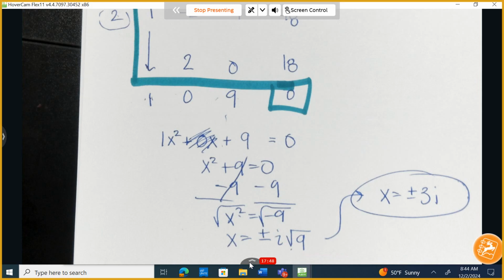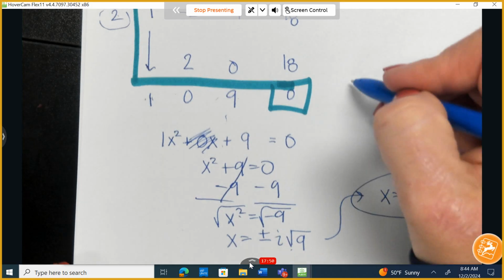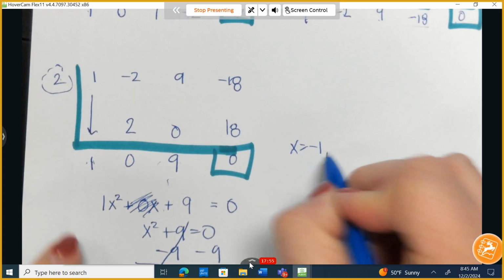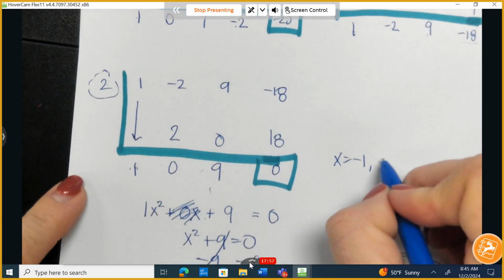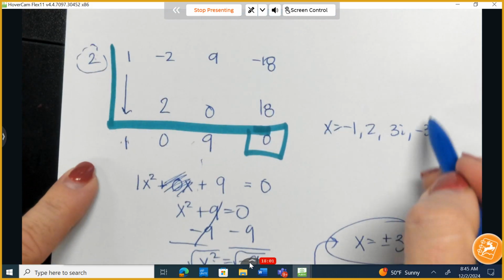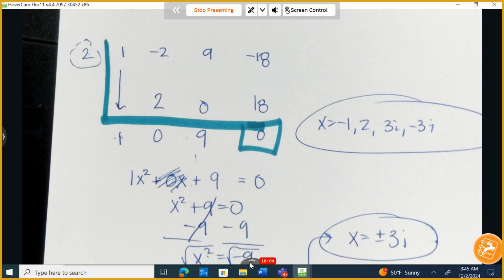We now have 4 solutions. So I'm going to write down the solutions. Let's see here. We tested, one solution was negative 1. Another solution was 2. And then we have 3i and we have negative 3i. Those are our 4 solutions.